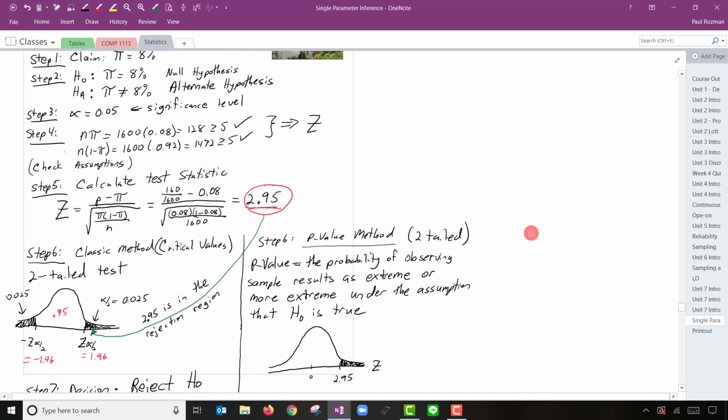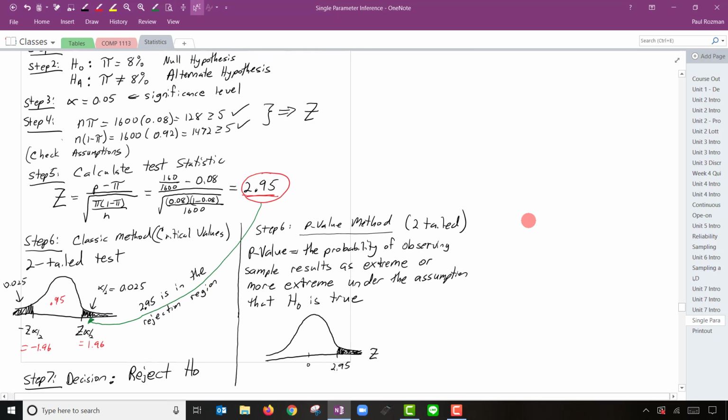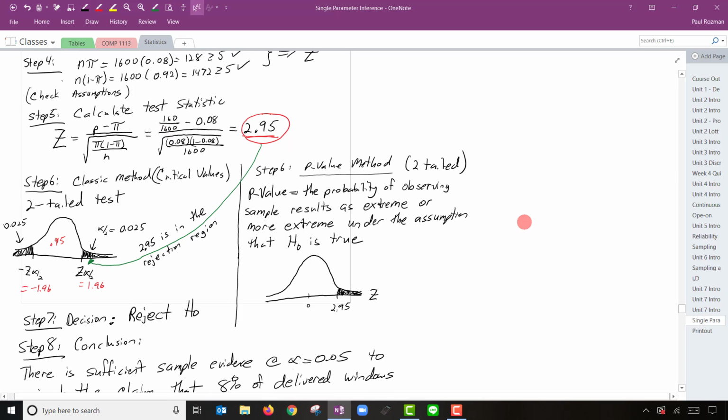Now, because it's a two-tailed test, it could just as easily have been the case that we got something that was a little bit bigger than 8%, or smaller than 8%, I should say. Maybe if we'd done this again, we would have had 6% broken. So under the two-tailed version, we'll have to figure out the probability of being smaller than negative 2.95 as well.